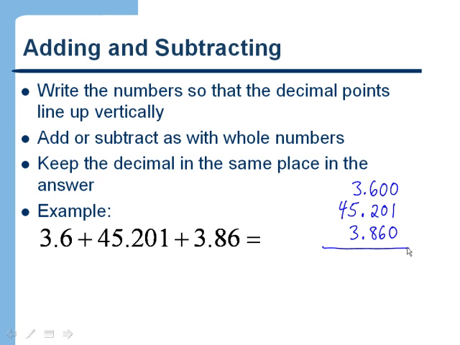Once I've got them lined up correctly, now I just add them just like I would if there weren't decimal points there. So I get 1 here, 0 plus 0 plus 6 is 6, 8 plus 2 plus 6 is 16, so I get a 6, I carry a 1. 5 plus 6 is 11, carry 1, so I get 12, and 52. And then finally, I make sure to put the decimal point in the same place as it was in the numbers that I'm adding. And so the answer would be 52.661.